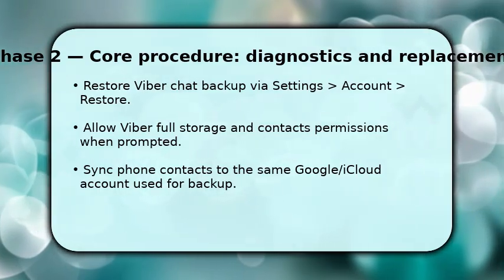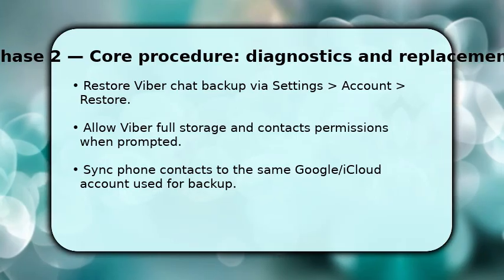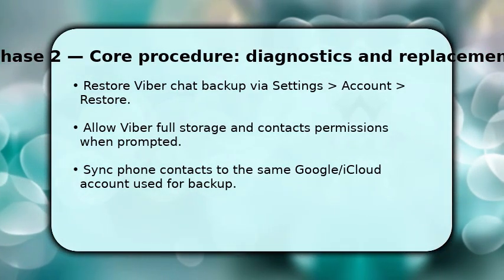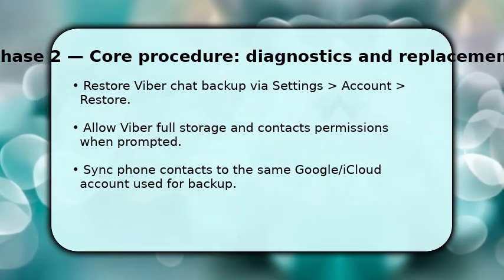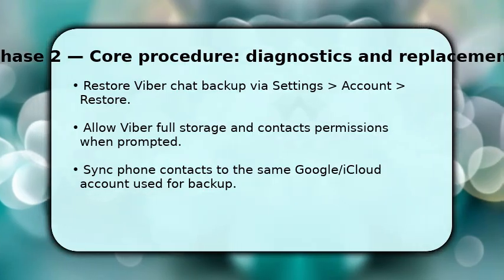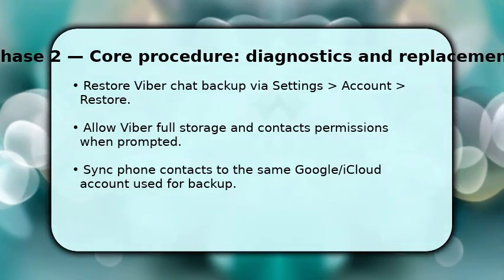Once restored, make sure your phone's contacts app is syncing to the same Google or iCloud account that held the backup, because Viber writes contacts into that account. If contacts don't appear immediately, force a manual sync in account settings to prompt the system to import new entries.